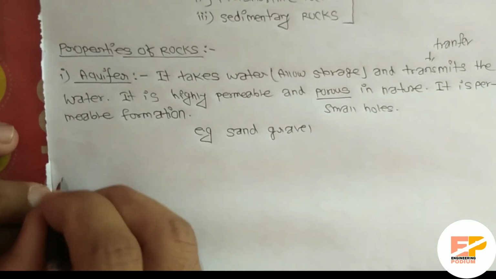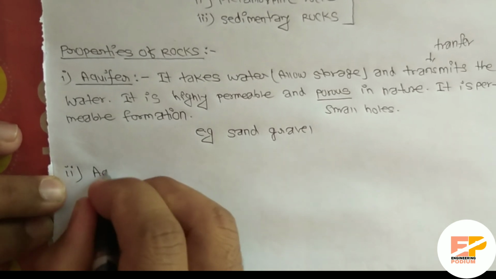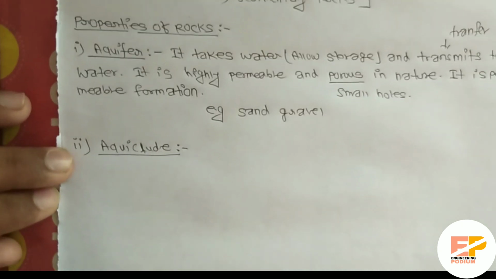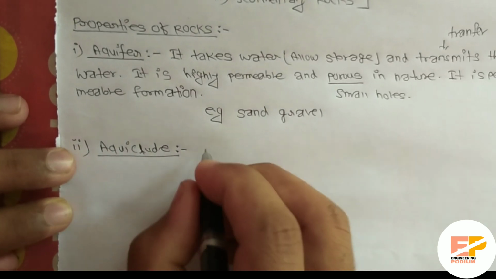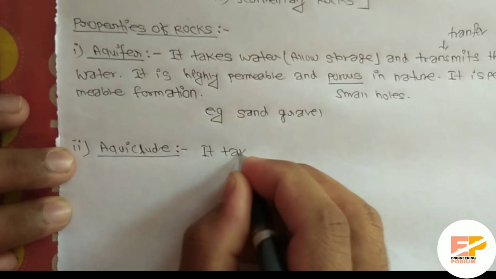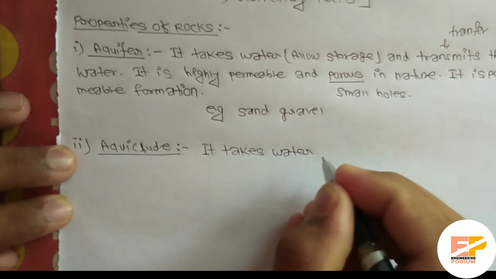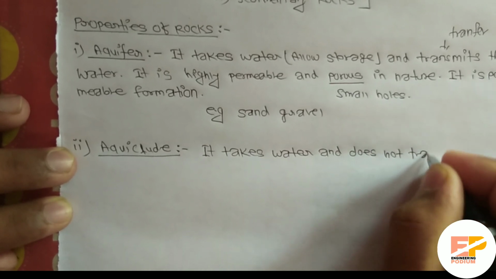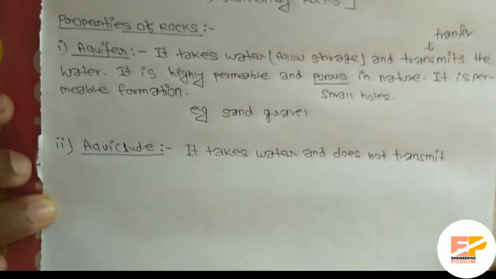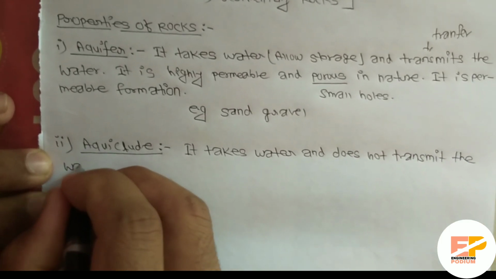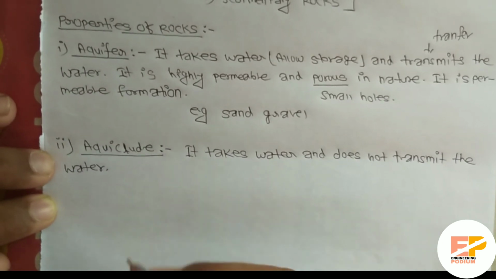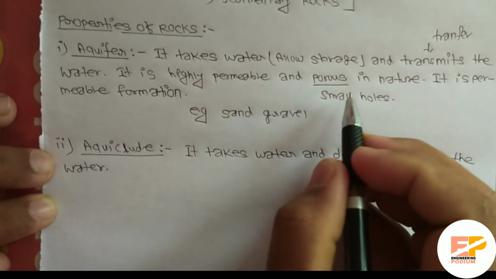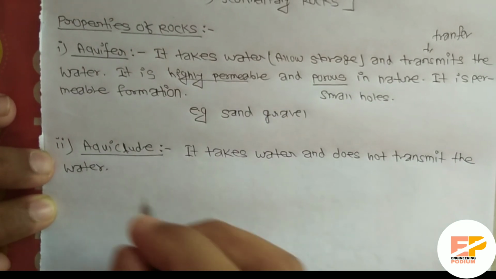So moving on to the second, that is Aquiclude. In this it takes water and doesn't transmit the water. Aquiclude takes water, means it allows the storage and does not transmit the water. It is highly porous and low permeable in nature.